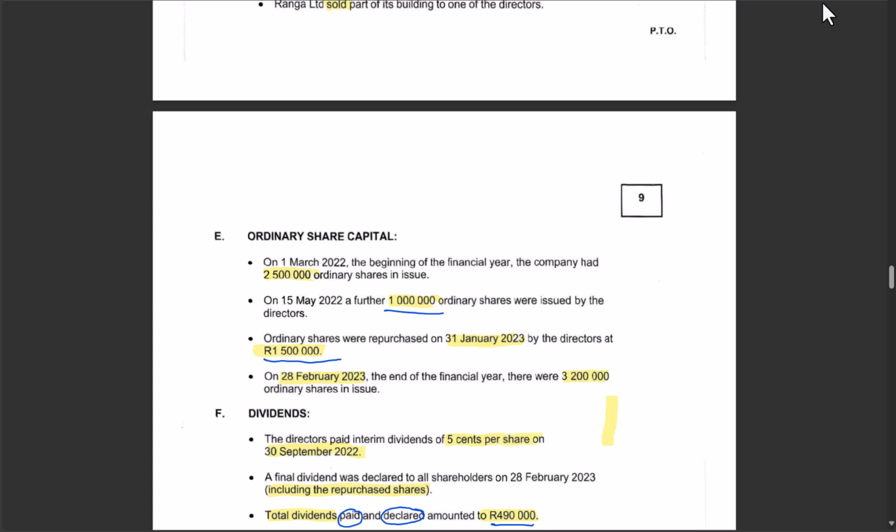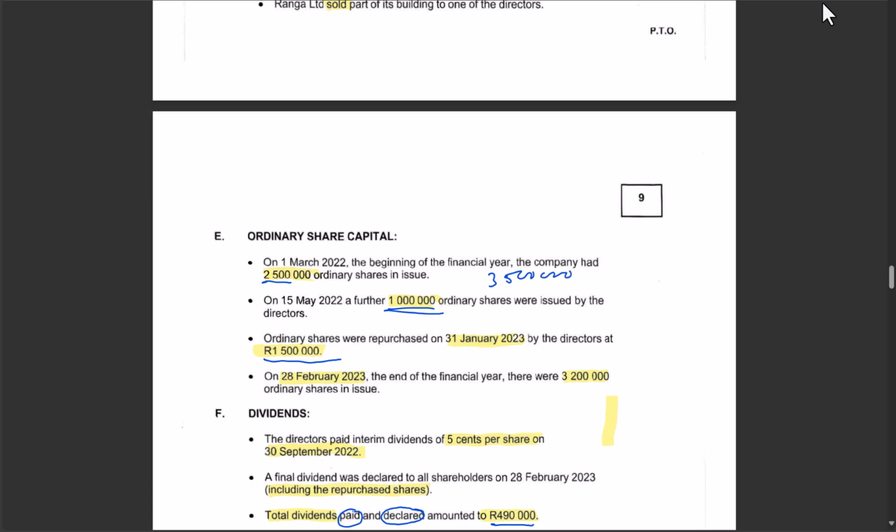So what we need to do is calculate the average price, right? Because at the end of the day, the total number of shares that are supposed to be there if there were no shares repurchased is 2,500,000 plus 1 million. That will give you 3,500,000.